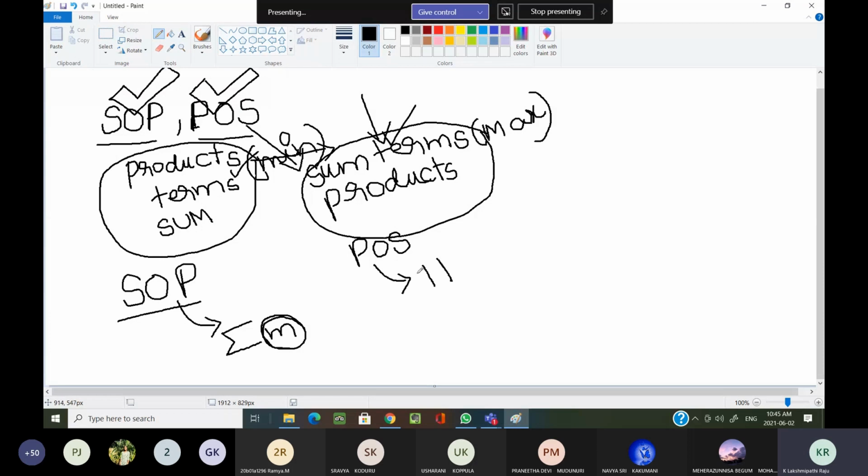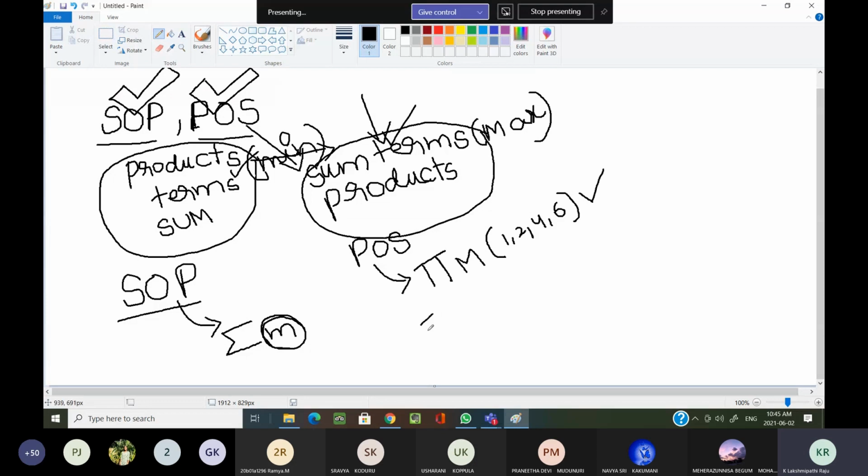By using the capital Pi symbol. Pi is nothing but the product symbol, the product operation, and we are using a capital M for max terms. In this way you can represent 1, 2, 4, 6. Now I am writing the shortcut notation. This is the shortcut notation of POS, the complete POS.